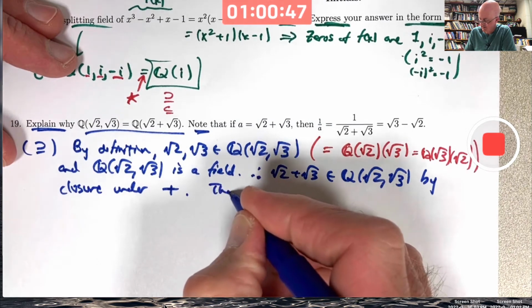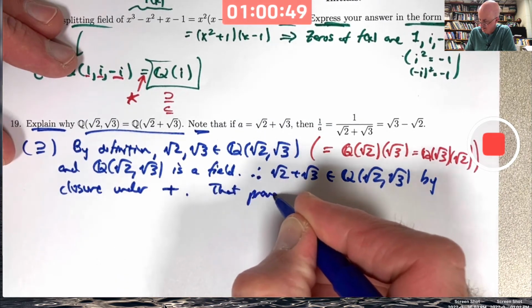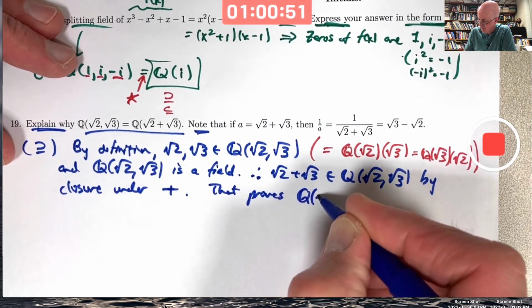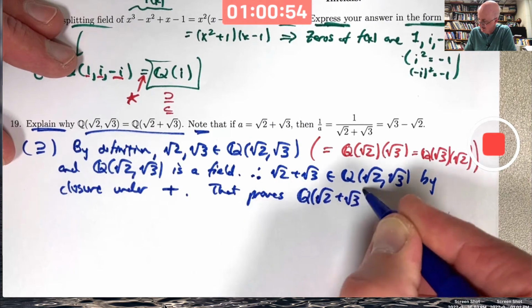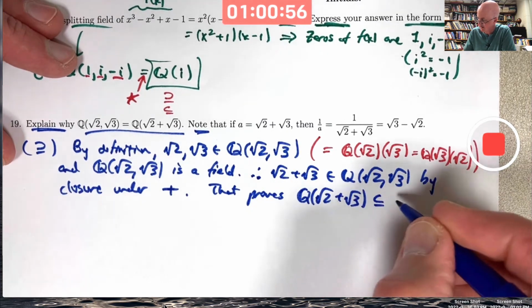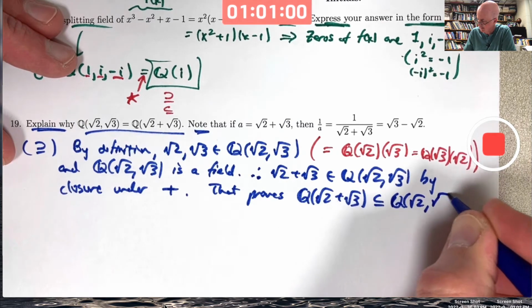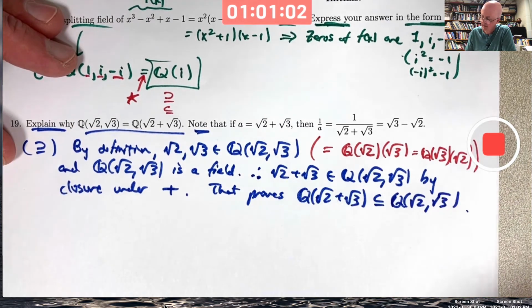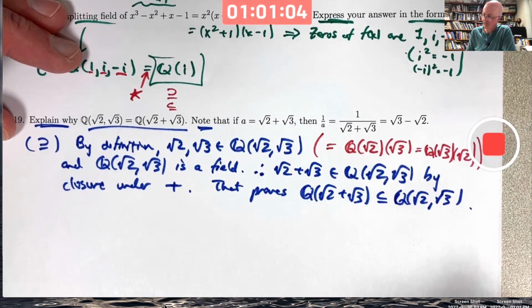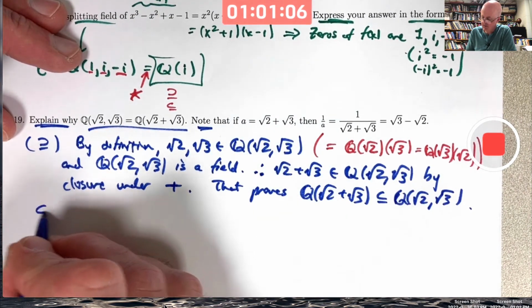That proves Q adjoin root 2 plus root 3, the simple extension, is a subset or subfield of the other one. I switched around the order here. The harder inclusion to prove is this one.